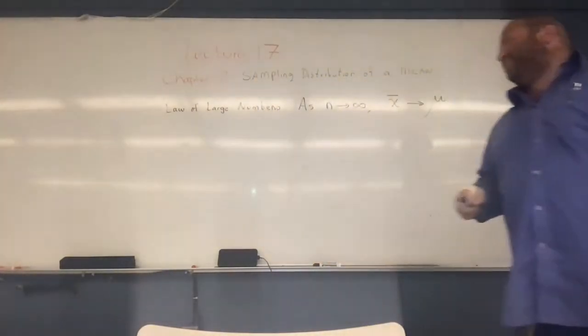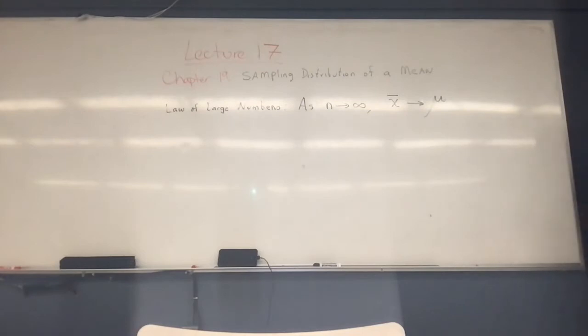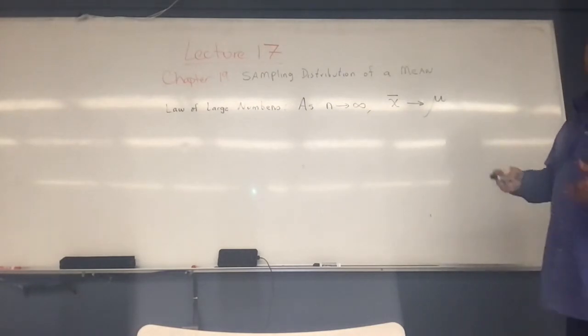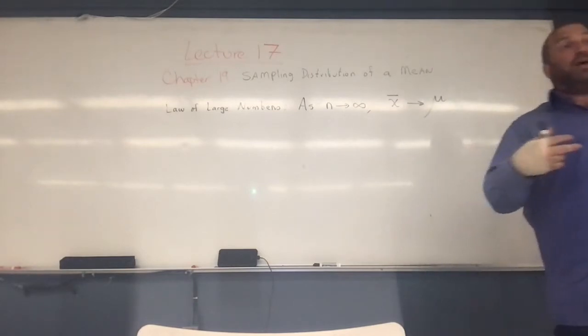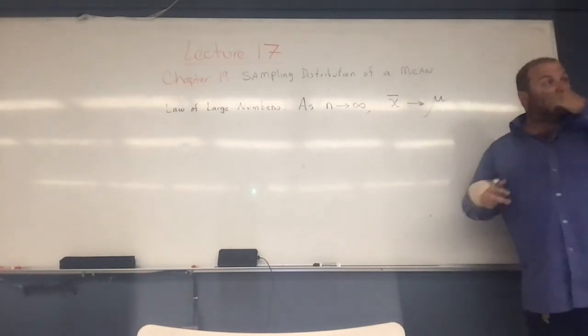So the law of large numbers says as the sample size increases, the sample mean approaches the population mean. Why does that happen? Why is the law of large numbers true?